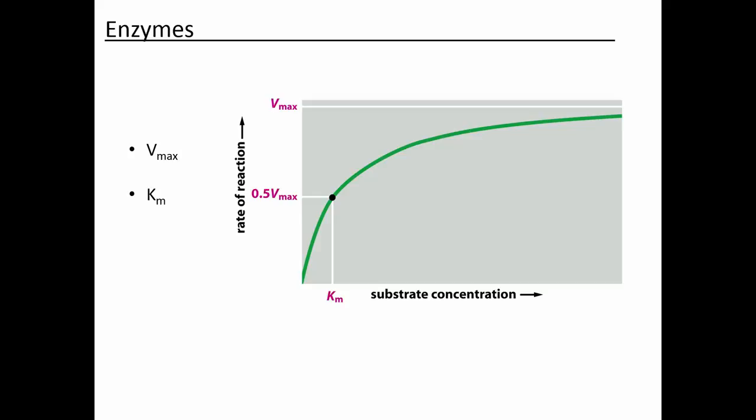The other parameter that you should know is Km. And Km is simply the substrate concentration at which you reach 1/2 your Vmax. Okay, so Km is the concentration of substrate at which you're going to reach 1/2 your Vmax.